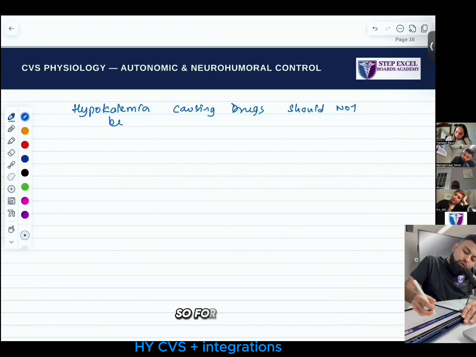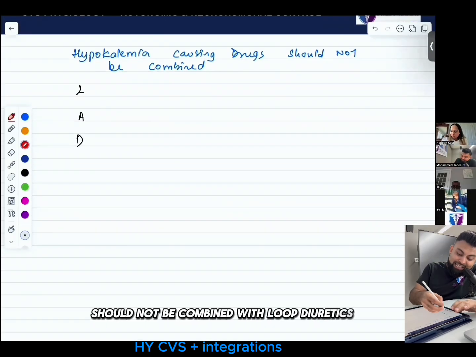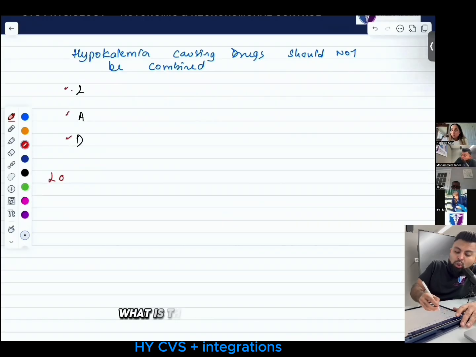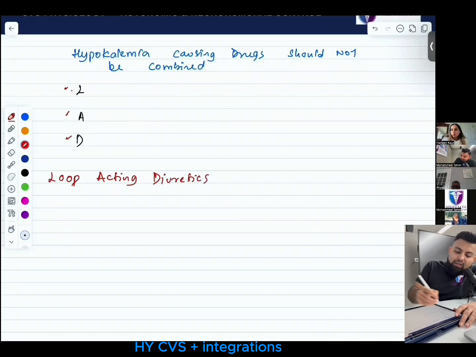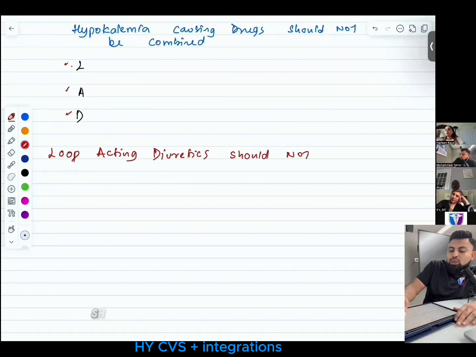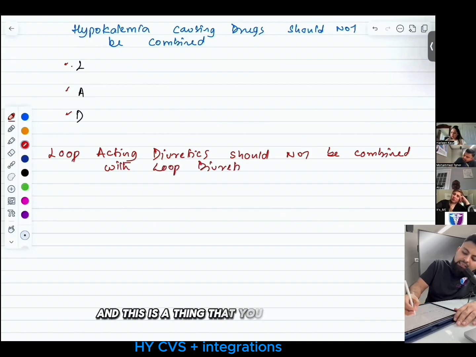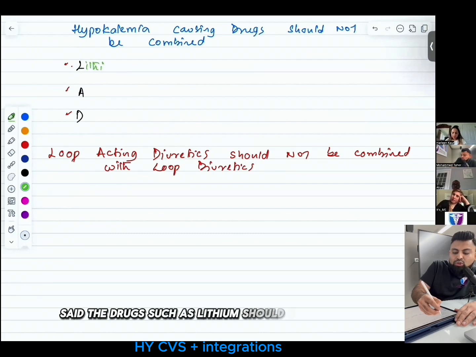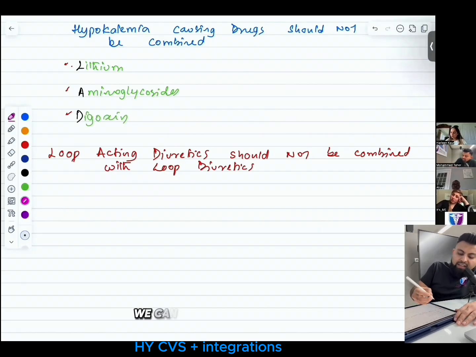So, for example, you can remember I told you last time that digoxin should not be combined with loop diuretics. So, loop acting diuretics. What is that? Loop acting diuretics. It's a very stupid way to remember a mnemonic. Loop acting diuretics should not be combined with digoxin. And this is a thing that you can remember. So drugs such as lithium should not be combined, aminoglycosides should not be combined, and digoxin should not be combined. Reason being, again, one by one, we can remember lithium.